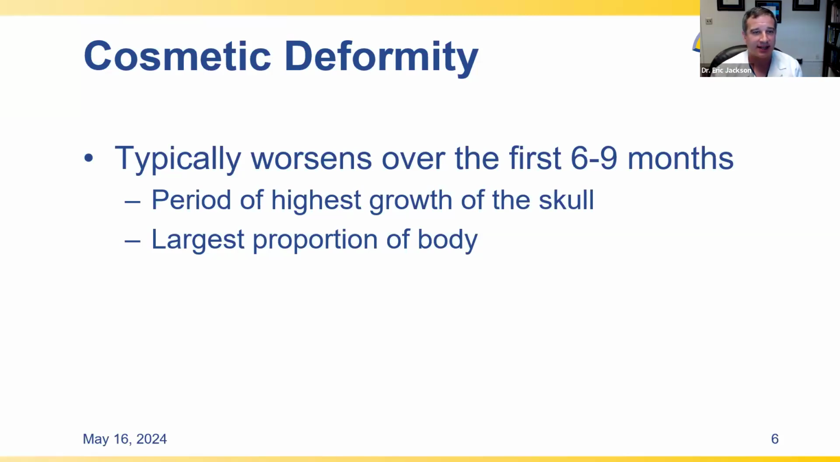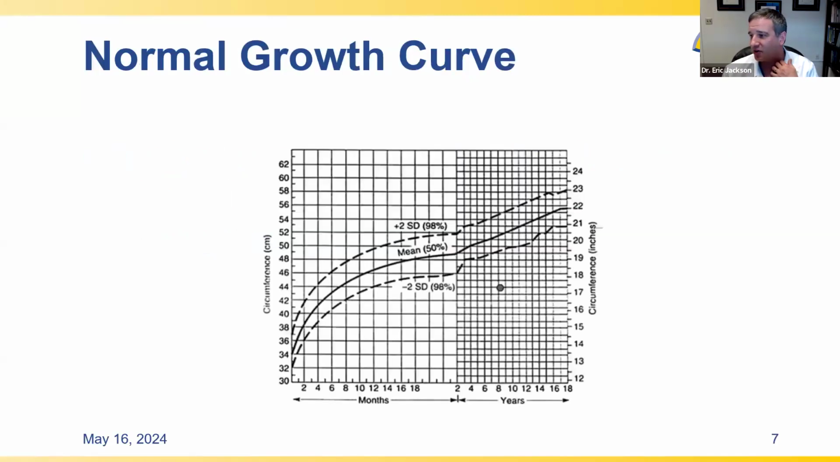Another thing that makes the cosmetic deformity more noticeable is that the head is its largest proportion of the body as a baby. As we get bigger, the rest of the body grows more than the head does, so the head becomes a little less noticeable. If we use a normal growth curve going from 0 to 18, this hits on a couple of those reasons why.